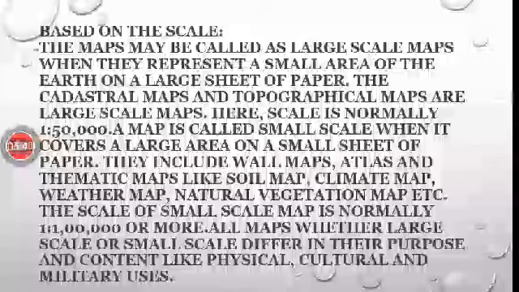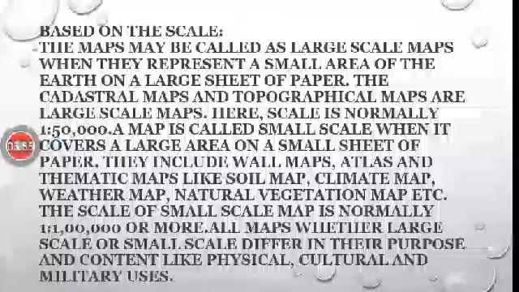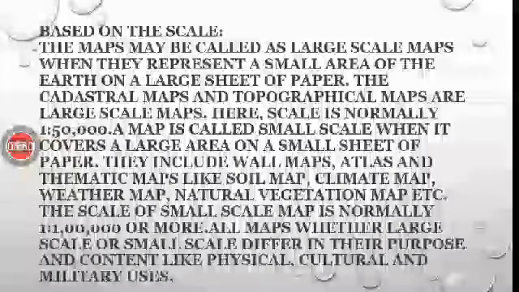A map is called small scale when it covers a large area on a sheet of paper. They include wall maps, atlas, thematic maps like soil map, climate map, weather map, natural vegetation map, etc. The scale of a small scale map is normally 1 is to 1 lakh or more.